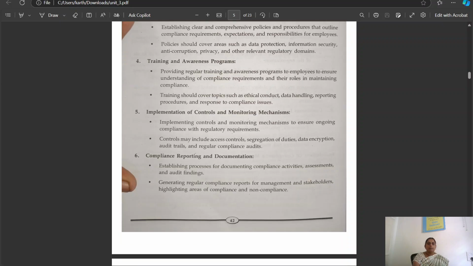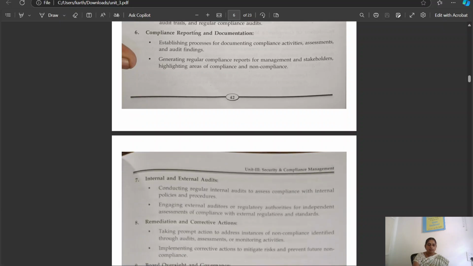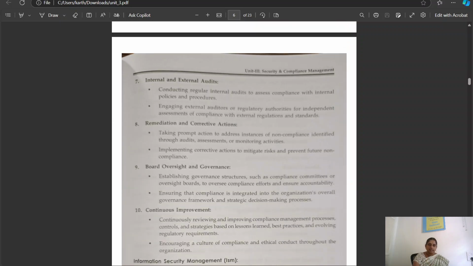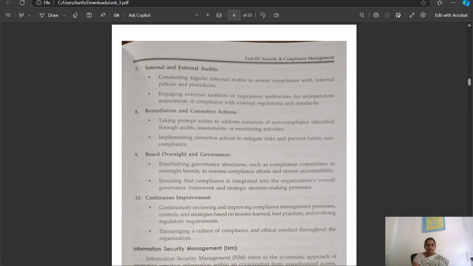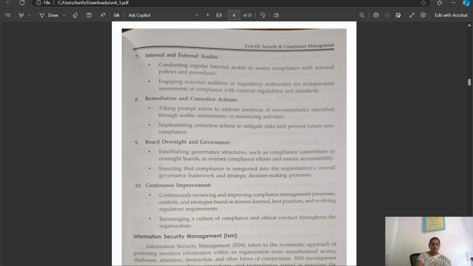And the next one, implementation of controls and monitoring mechanisms, compliance reporting and documentation, internal and external audits, remediation and corrective actions, board oversight and governance, continuous improvement. We already discussed continuous improvement in the previous session. Like that, continuously we have to review and improve compliance management processes and encourage a culture of compliance and ethical conduct throughout the organization. So this is nothing but a continuous management system.